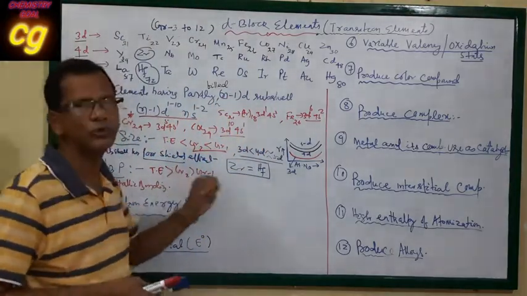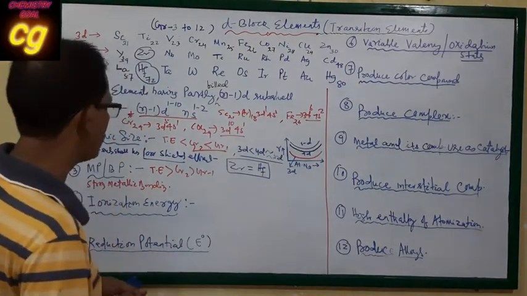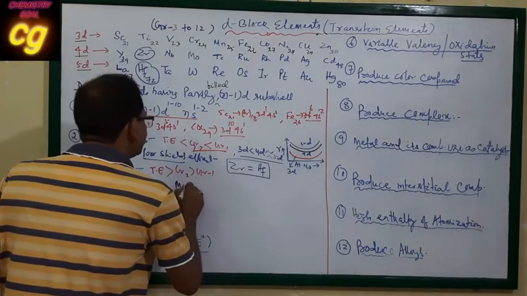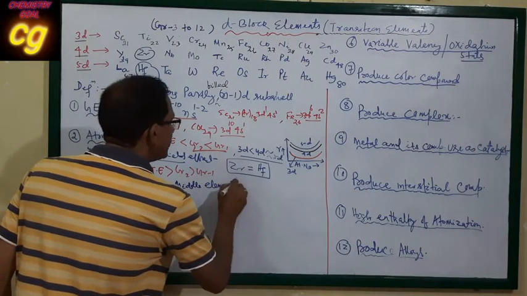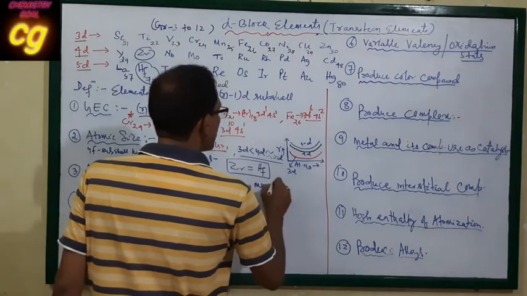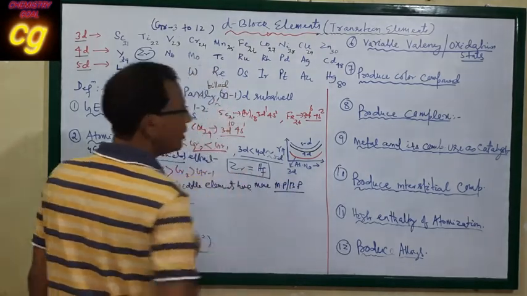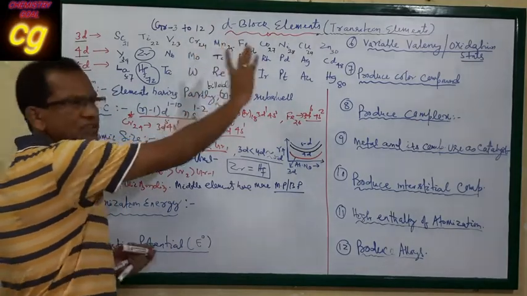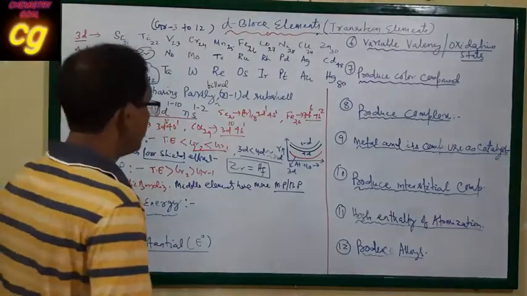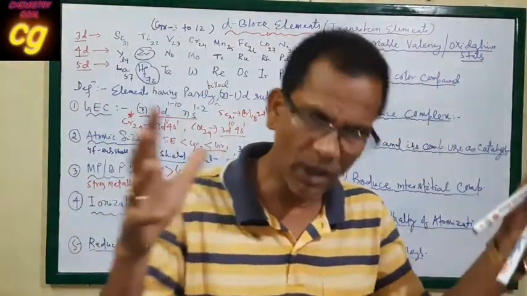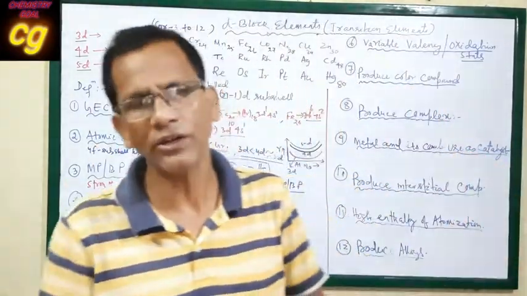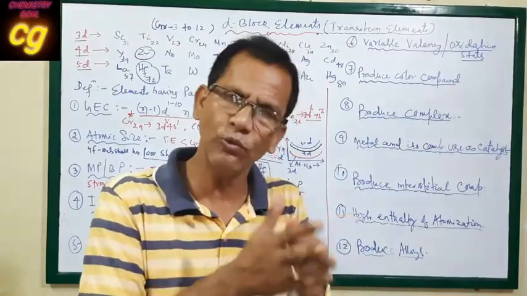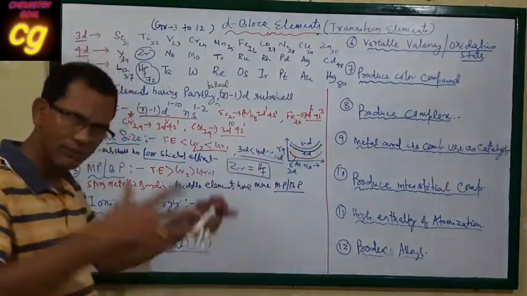Another cause is there. If you see the middle elements, generally they have more melting point and boiling point. Middle elements means, suppose, chromium, manganese, iron, like this. These elements in the middle part of the series have higher melting point because the metallic bond depends upon the number of unpaired electrons. If the number of unpaired electrons is more, then the metallic bond will be stronger because the covalence will be more. If the covalence is more, the number of covalent bonds will be more, and the number of metallic bonds also more.